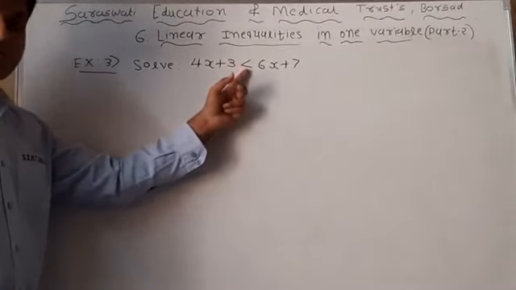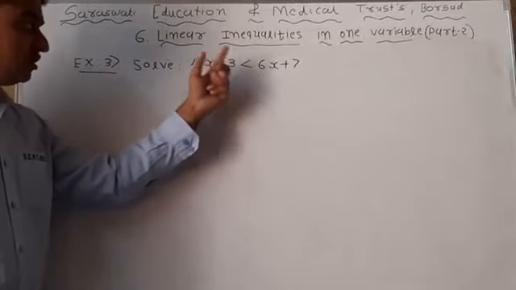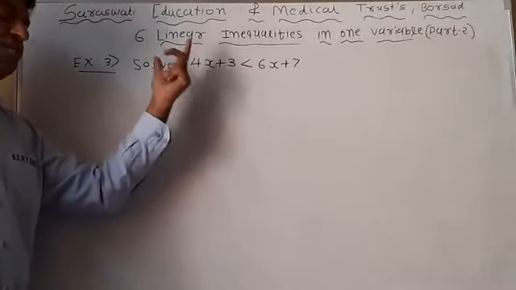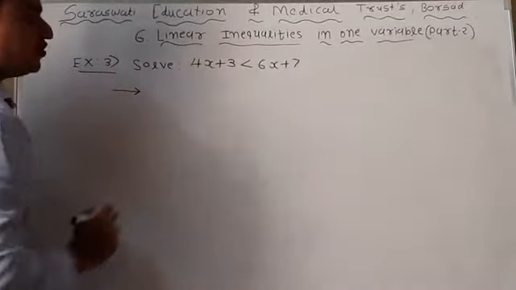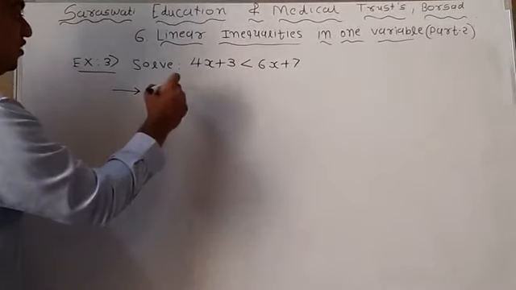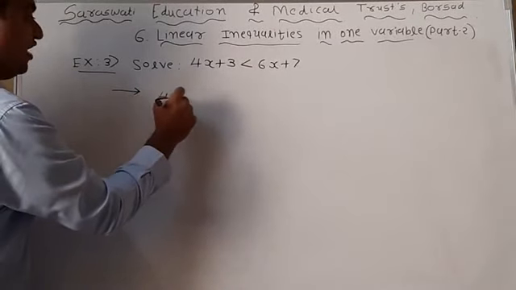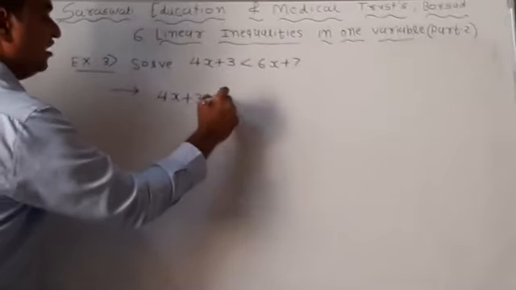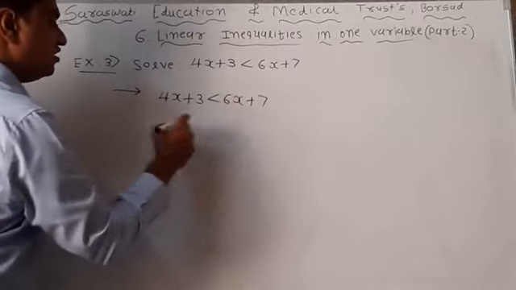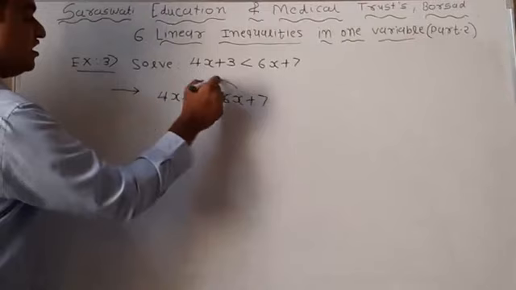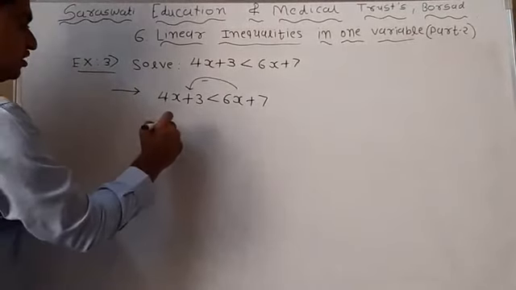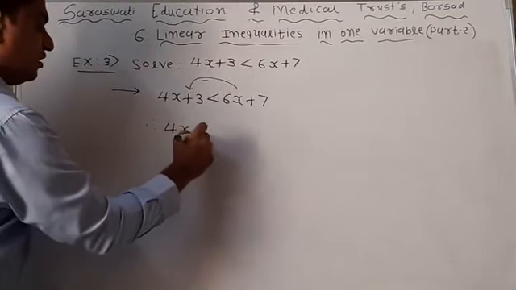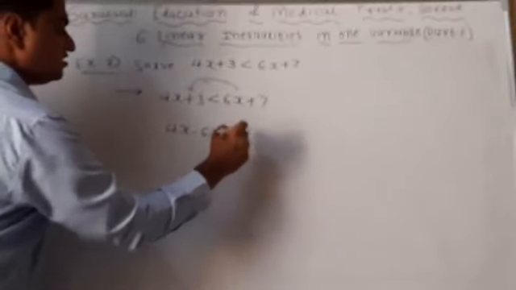Now here strictly less than form is present, so we can write the answer in open interval form. First of all, solve this inequality and find the value of x. So 4x plus 3 less than 6x plus 7. Now write 6x on the opposite side and change the sign. So therefore 4x minus 6x less than 7.